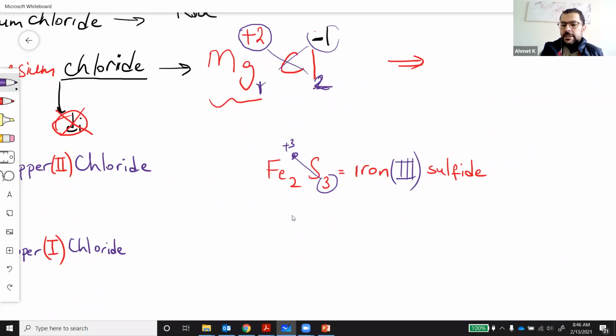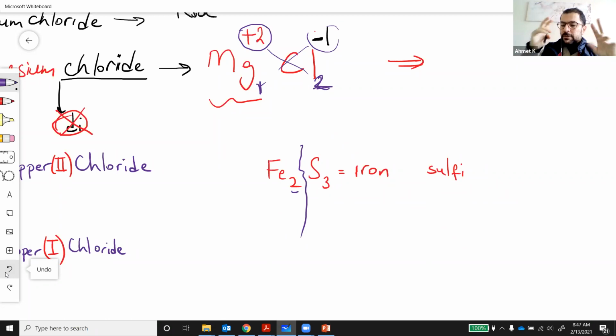That's a good question, Carlos. Again, these 2 don't represent the charge. If this is confusing, you can do it backwards. You can separate these 2. Again, these 2 tell you how many iron atoms are in that molecule. You have 2 iron atoms and 3 sulfur atoms.